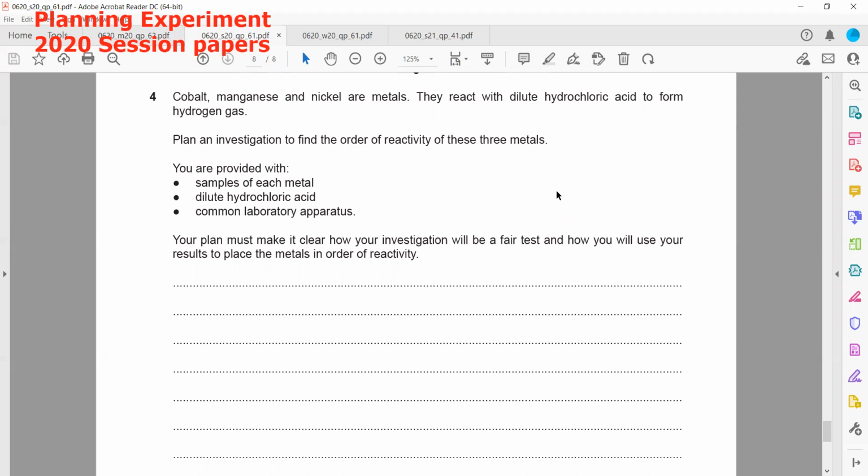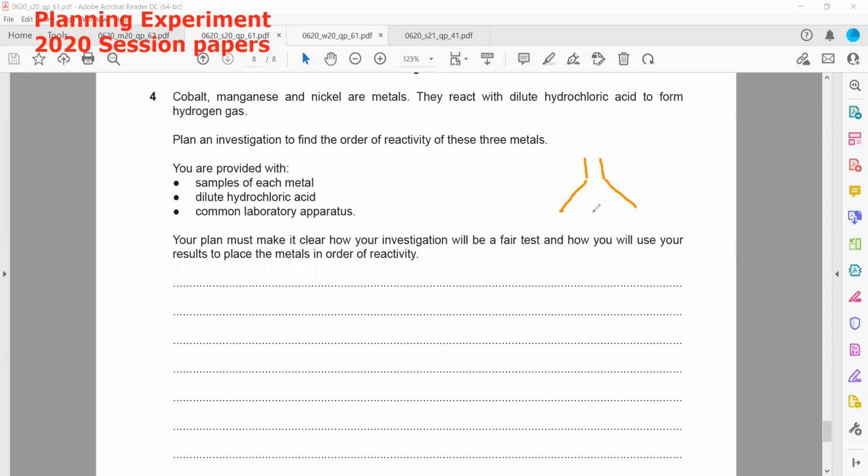We have a sample of each metal, dilute hydrochloric acid, and common lab apparatus. You must make it clear how your investigation will be a fair test and how you will use your results to place the metals in order of reactivity. So basically, for a fair comparison, we should take equal mass of metal, equal concentration of the acid, and equal amount of acid. As they mention, it is giving off hydrogen gas.